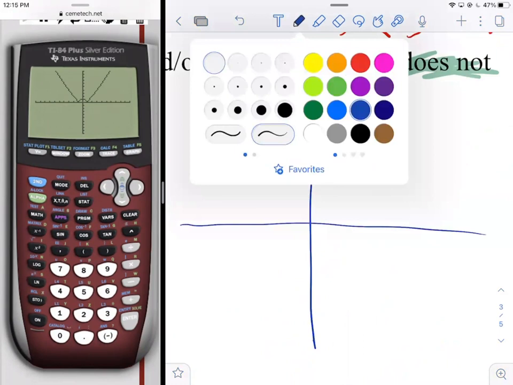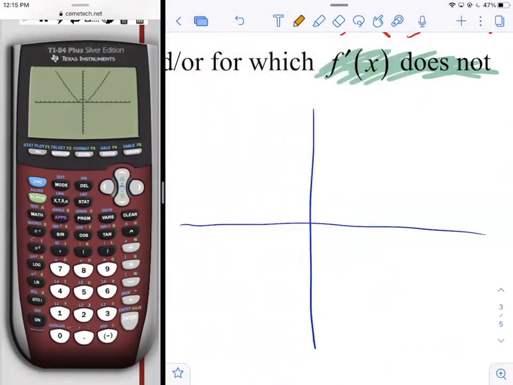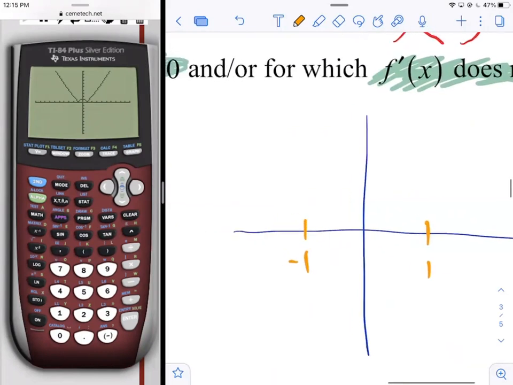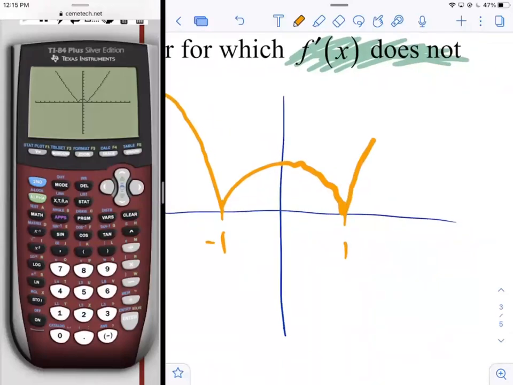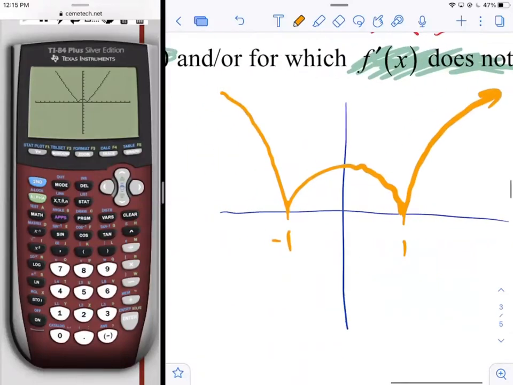Here is -1. There's 1. It looks like this. Well, it has y-axis symmetry. It's an even function.